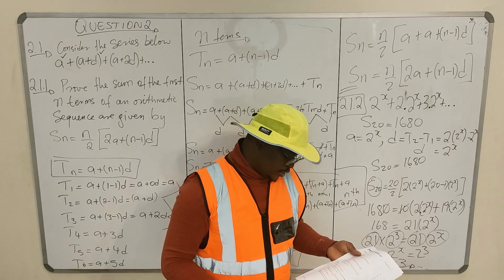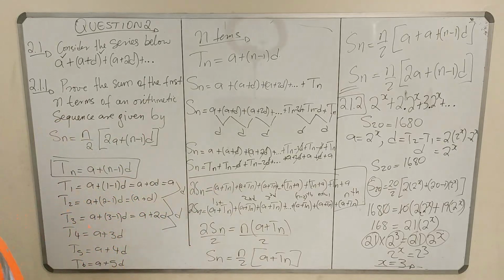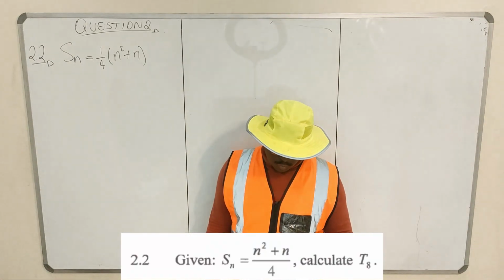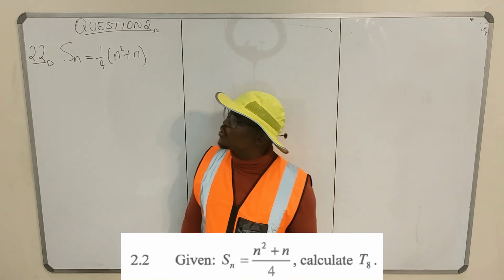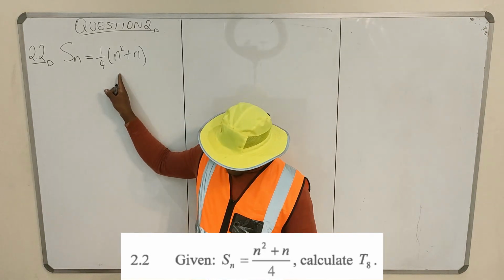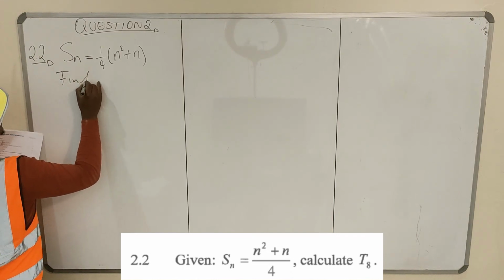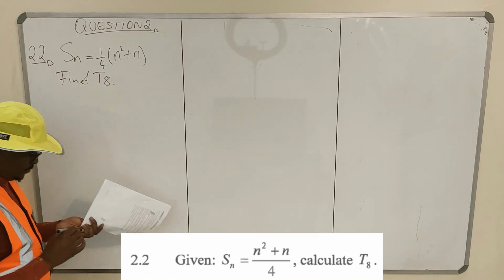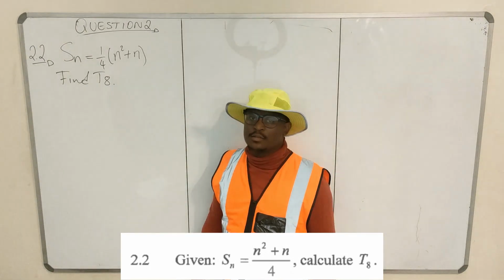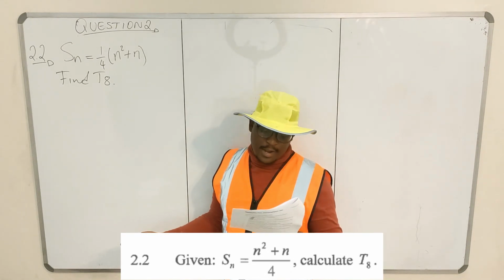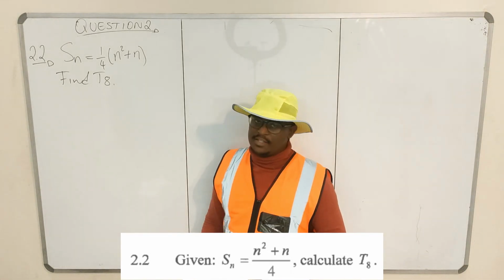So we move to 2.2. I'll clean the board and then we go to 2.2. So now we're going to do 2.2. You're given the sum equation of some sequence or series to be that, right? So they say find T8. We are given the sum equation to be that of some sequence or series, and they wanted to find the value of term number 8.